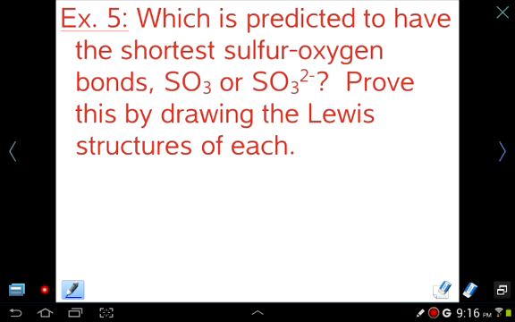And we can use this idea of resonance to actually predict or explain some ideas about bonding. So here's a question. Which is predicted to have the shortest sulfur-oxygen bond? SO3, sulfur trioxide, or SO3 2-, the sulfite polyatomic ion. And we'll have to prove this by drawing some Lewis structures. And indeed, in this case, we'll have to draw resonance. So let's go and get to it.